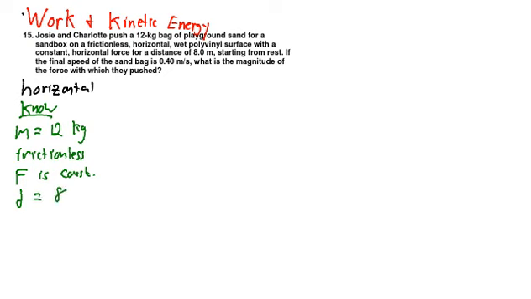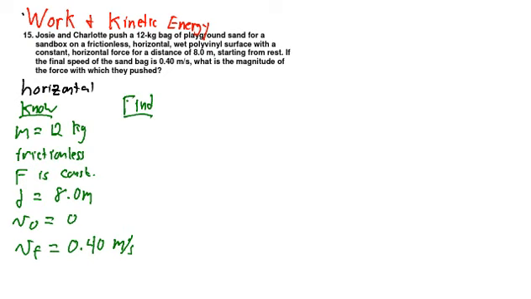So let's real quickly make a list of what we know before we get too far along. We have two people that push this bag. We're told the mass of the bag is 12 kilograms on a frictionless surface. Constant horizontal force. So the force is constant. And the distance that's traveled is 8 meters. Starts from rest. The original velocity is equal to 0. The final velocity is equal to 0.4 meters per second. And we're asked to find the value of the force, and we'll call that the pushing force.